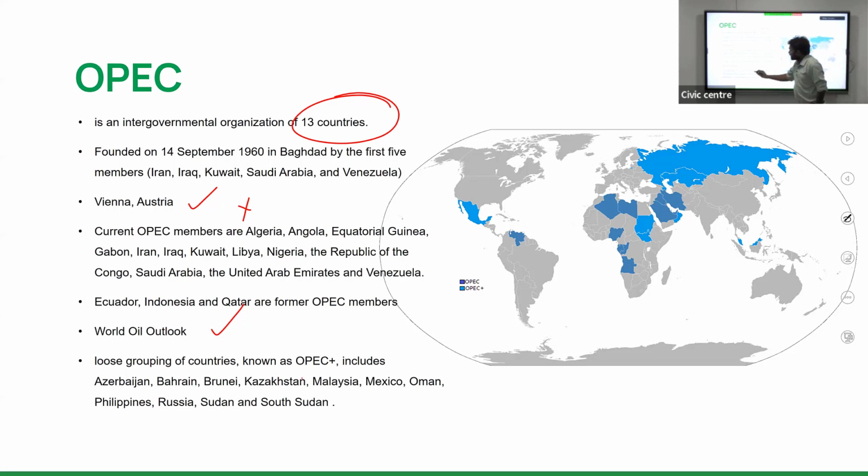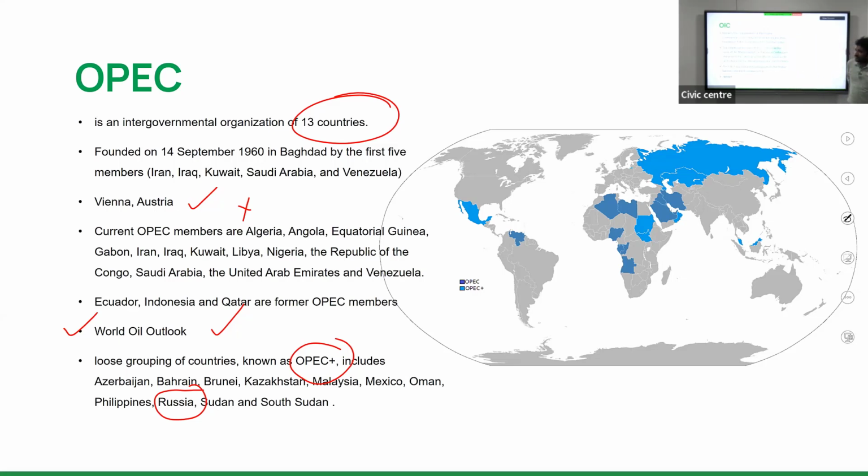Now you can find OPEC Plus in the news articles. OPEC Plus includes major oil producing countries that are not members of OPEC, like Azerbaijan, Bahrain, Kazakhstan, Malaysia, Mexico, Russia. So try to remember Russia. Russia is not a member of OPEC, but of OPEC Plus. Clear? Gulf Cooperation Council, OPEC, OPEC Plus. This report is very important: the Oil Outlook is released by OPEC. Austria is not a member of OPEC.